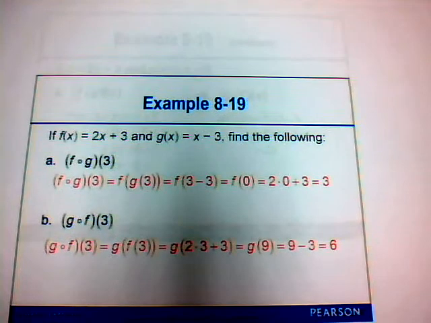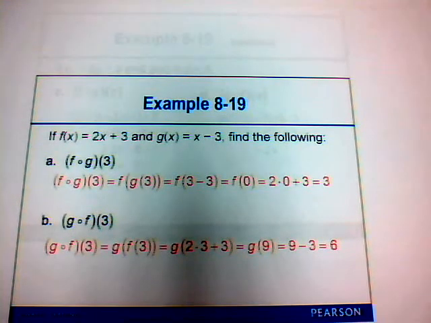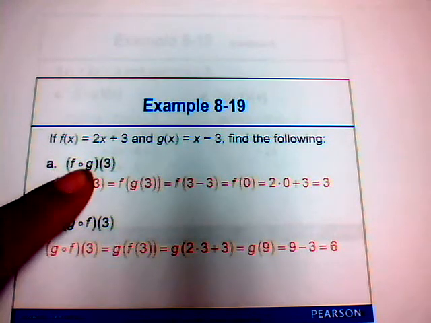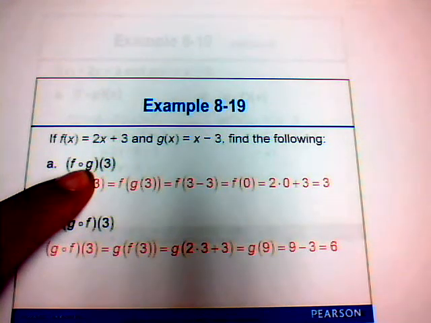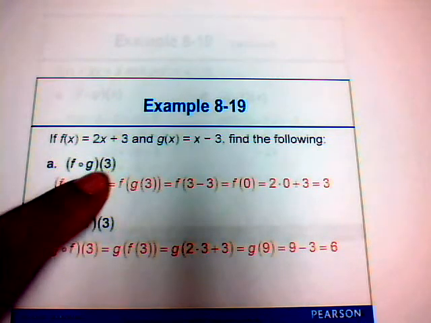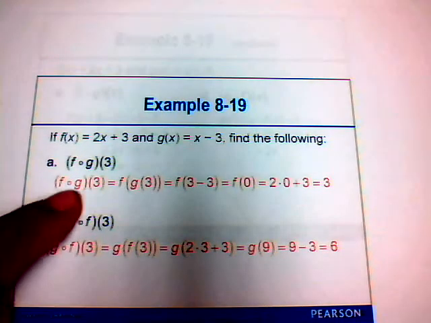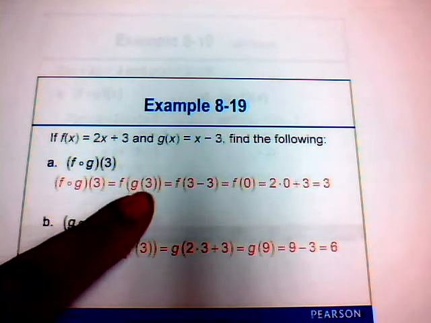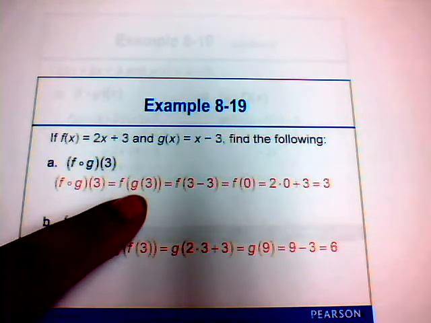Alright, now let's look at this situation here. If f of x is equal to 2x plus 3 and g of x is equal to x minus 3, find the following. Now this is the illustration of how they write the composition of functions. F circle g means the composition of f with g at x is equal to 3. So x is equal to 3 in this case. Another way of writing this would be f of g of 3, and inside the parentheses is g of 3.